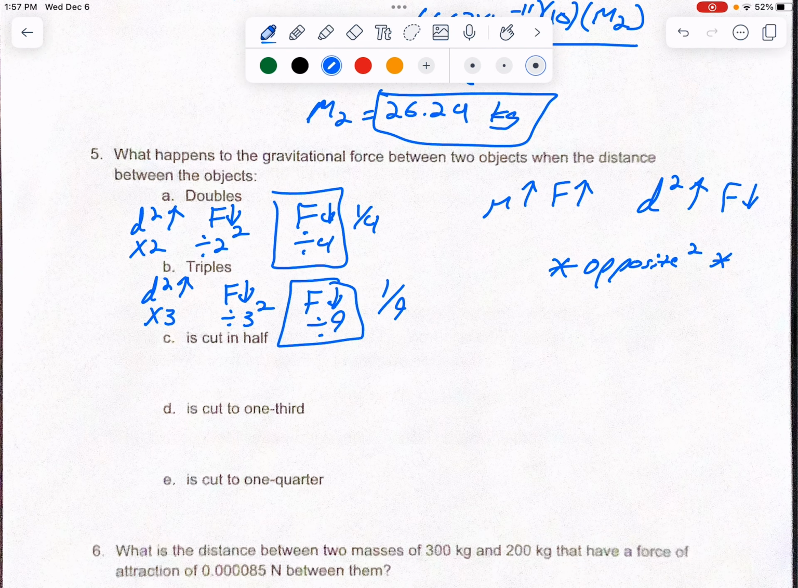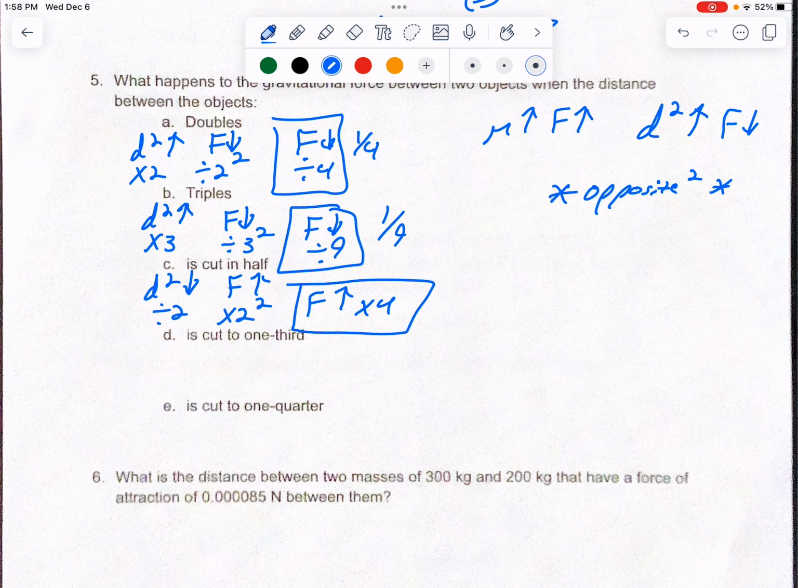Now my distance is cut in half. Okay, so d squared is going down, divide by 2. That means force has to go up, so opposite would be multiplied by 2, but I'm going to do 2 squared. So that means your force is going to go up by a factor of 4.